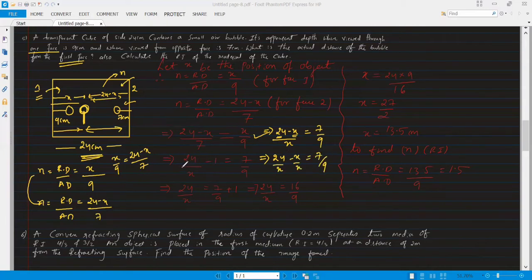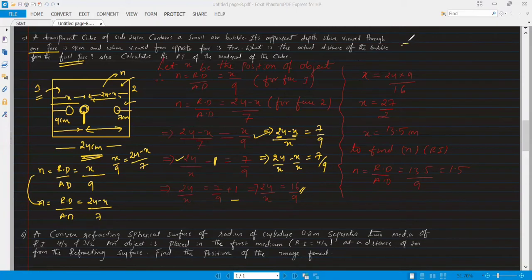24 divided by x we'll keep as it is, and x divided by x is 1, so we have kept 1 here, which is equal to 7 divided by 9. So 24 divided by x, if you take this minus 1 on this side, this will be 7 divided by 9 plus 1. So if you calculate this, 24 divided by x is equal to 16 divided by 9. So 24 divided by x is equal to 16 divided by 9.